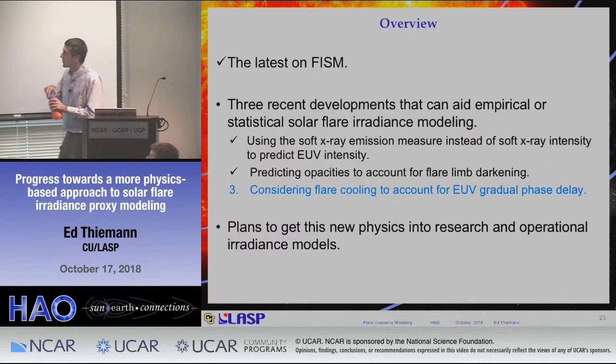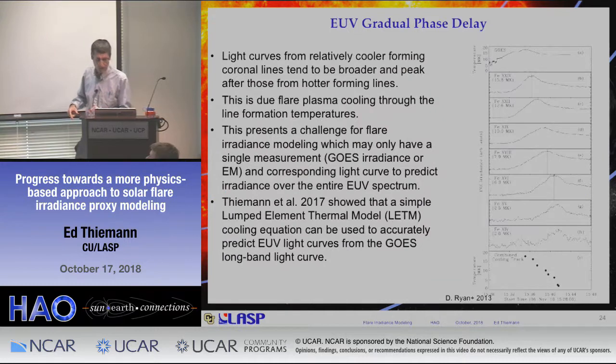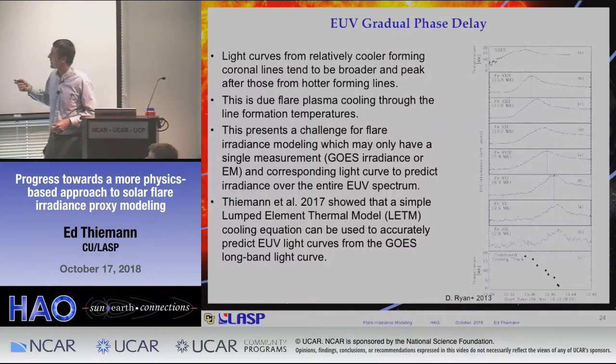Okay, and so the last thing I want to talk about is considering a simple flare cooling model to account for the EUV gradual phase delay. Okay, so it's well known that light curves from relatively cooler forming coronal lines tend to be broader and peak later than those from hotter lines. Here's an example of this effect.